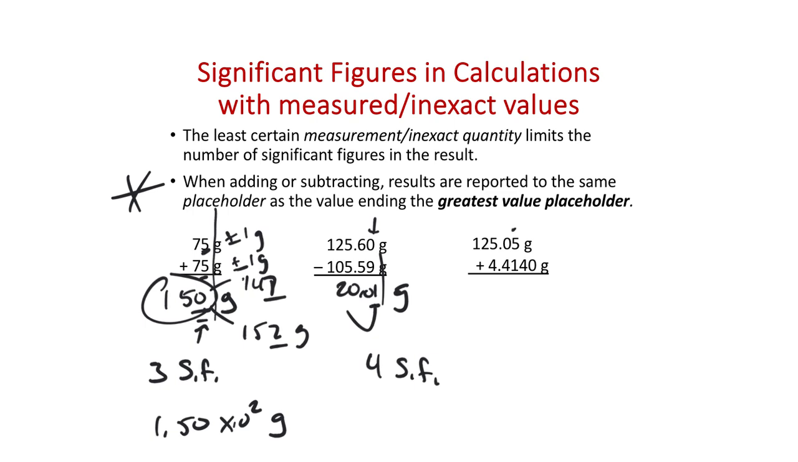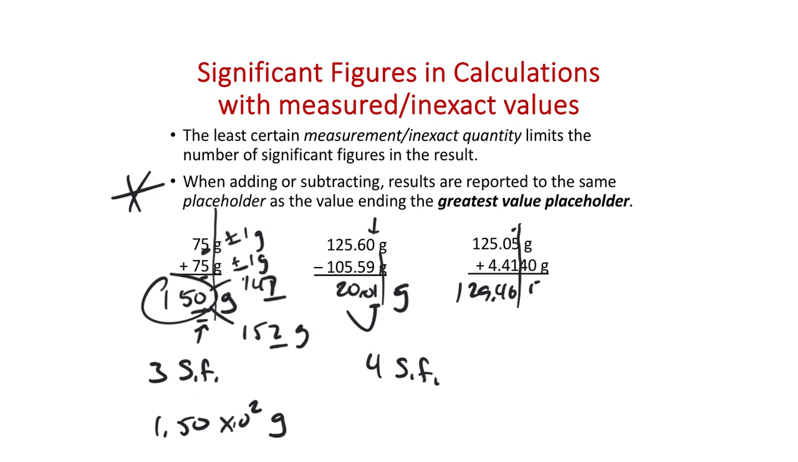Now let's see where we have a mismatch between the 2 numbers. If I have hundredths place plus the 10,000ths place, let's imagine we use 2 different types of balances. A top loading balance gives you 2 decimal places. You'll use these in the lab. We have the analytical balance that goes out to 4 decimal places after the decimal point. So if we have hundredths place plus 10,000ths place, let's do the math real quick. We go 125.05 plus 4.4140.